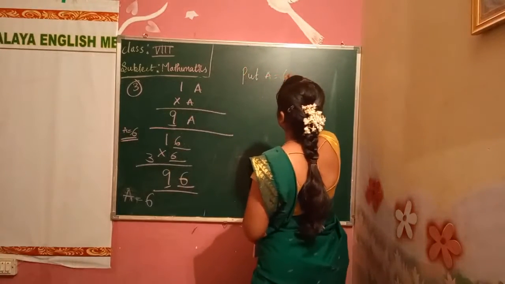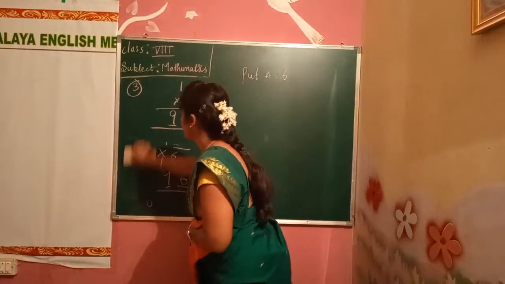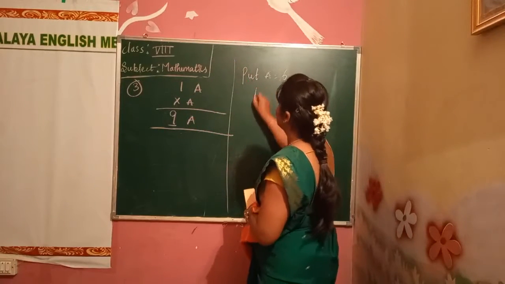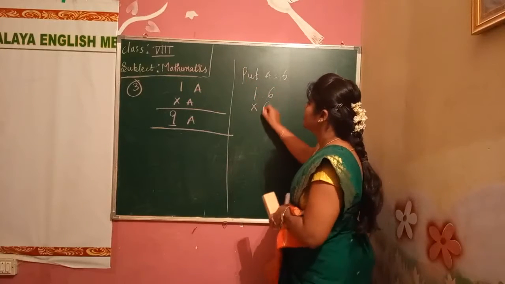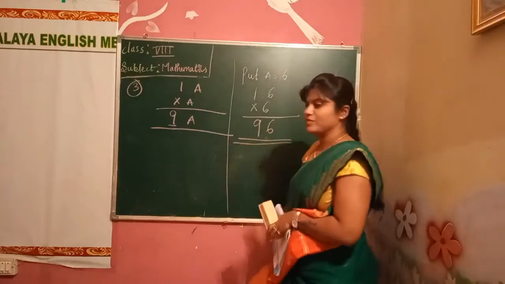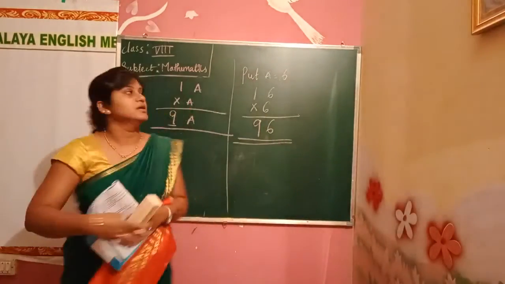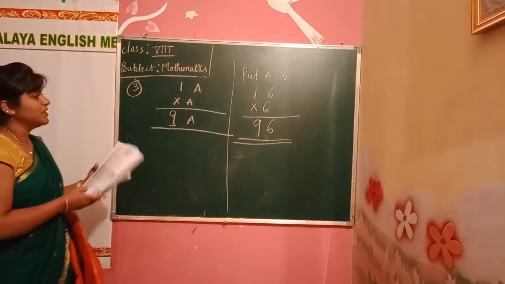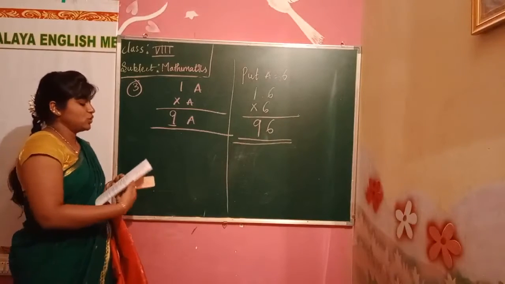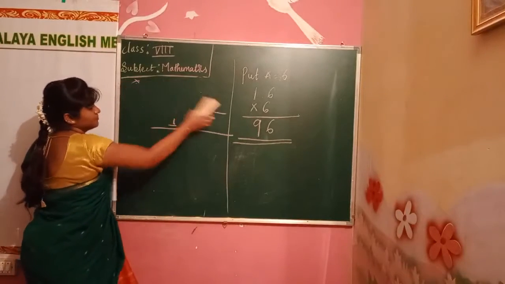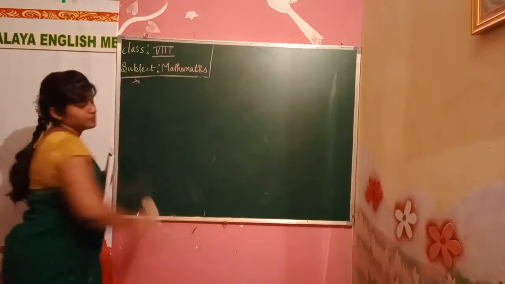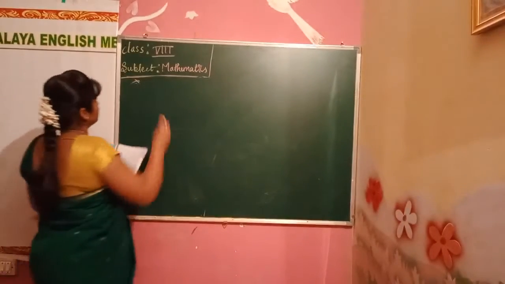Put a is equals to 6. Then we get, I am writing here clearly, see. Put a is equals to 6. 1 6 into 6. 90. Okay. Yes. Third one. Now we'll move on. Copy this, children. Copy it in your fair notes only. Next question, fourth one.